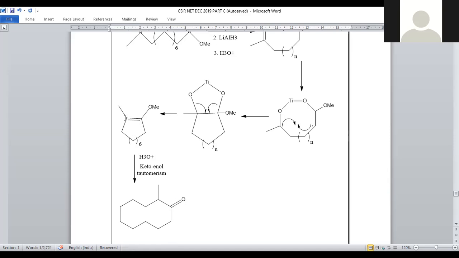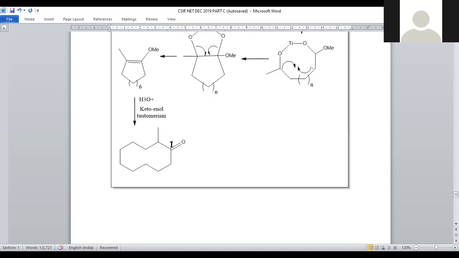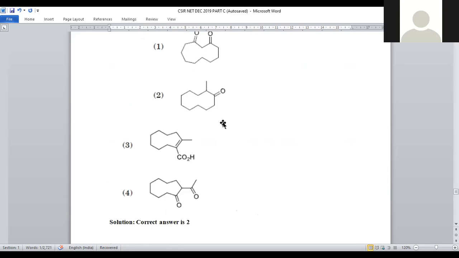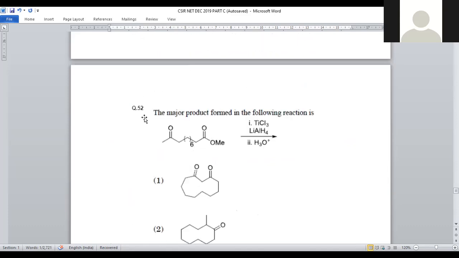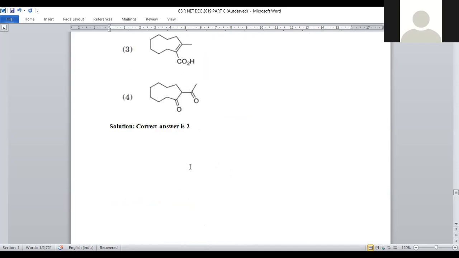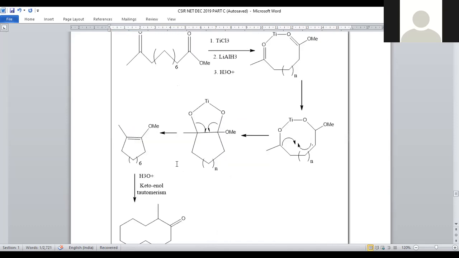So how many carbons? 1, 2, 3, 4, 5, 6, 7, 8, 9, 10 carbon system, bearing a ketone group, and the adjacent position is substituted by methyl. It is a 10 carbon decalin system. So it is clearly given in option number 2. For this question number 52, the exact answer will be option number 2. Right? So this is about 52.